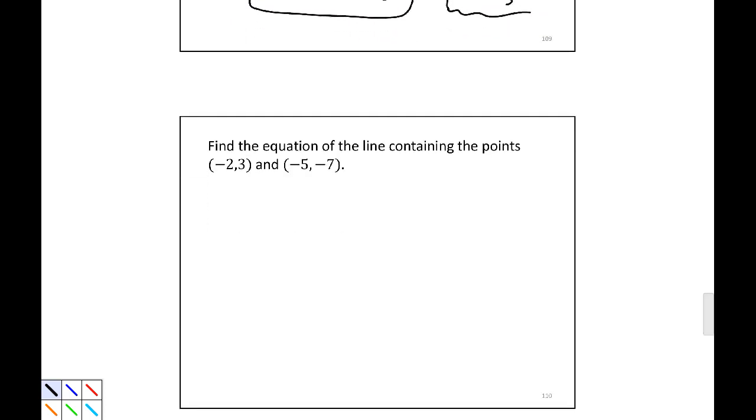Next, we have these 2 points, -2, 3, and -5, -7. Now, wait a second. To use point slope, we need the slope and a point, right? y minus y1 equals m times x minus x1. We need a point. Well, we have a point. We need a slope. That we don't have. So let's bring back our slope formula, y2 minus y1 over x2 minus x1. Go ahead and label these x1, y1, x2, y2.